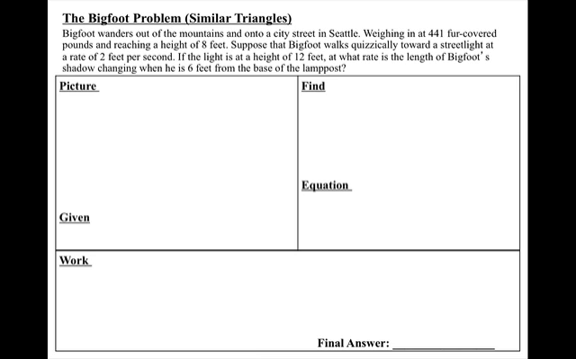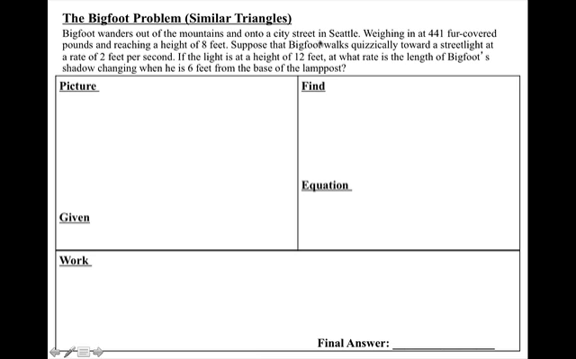All right, so the Bigfoot problem. Bigfoot wanders out of the mountains and onto a city street in Seattle, weighing in at 441 fur-covered pounds and reaching a height of 8 feet. Suppose that Bigfoot walks quizzically toward a streetlight at a rate of 2 feet per second. If the light is at a height of 12 feet, at what rate is the length of Bigfoot's shadow changing when he is 6 feet from the base of the lamppost?